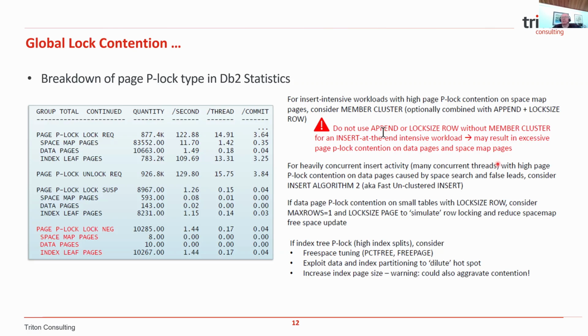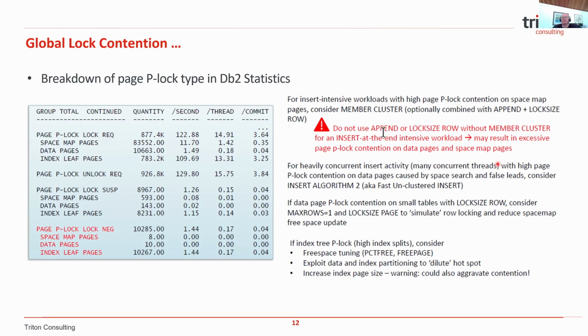So I do have some comments here on slide 12 about insert intensive workloads where you end up with high page P-lock negotiation on space map pages, you might want to consider using member cluster. And later down, I've mentioned if you have relatively small tables and you're using row level locking, then if you are ending up with lots of page P-lock contention on data pages as a result of using row level locking, you might want to consider on small, medium-sized tables, switching to max rows 1 lock size page to simulate the row level locking and reduce space map contention.